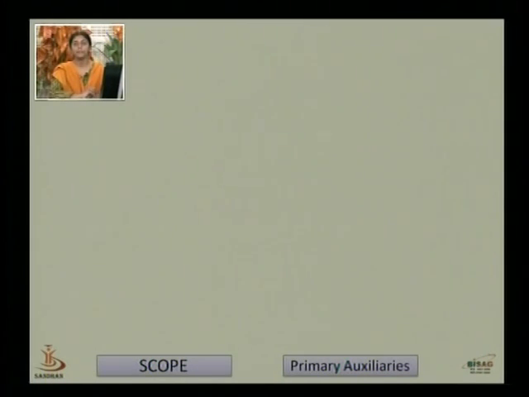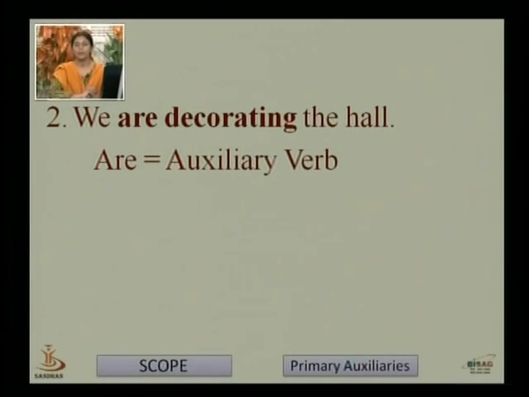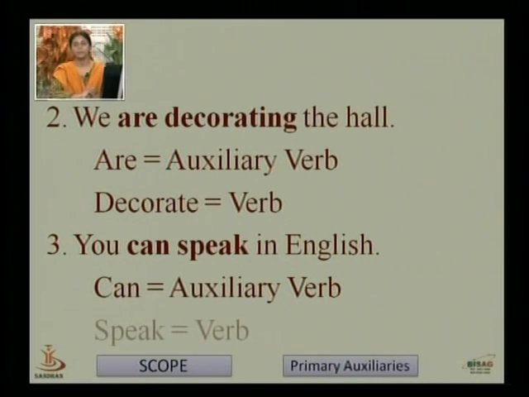Let us take one more example. We are decorating the hall. The highlighted words, as you can see, are are and decorating. As in the first example, here also are is an auxiliary verb and decorating, or decorate, is the main verb or action verb. Let us have one more example. You can speak in English. Here also can is an auxiliary verb and speak is the main verb, or say the action verb.